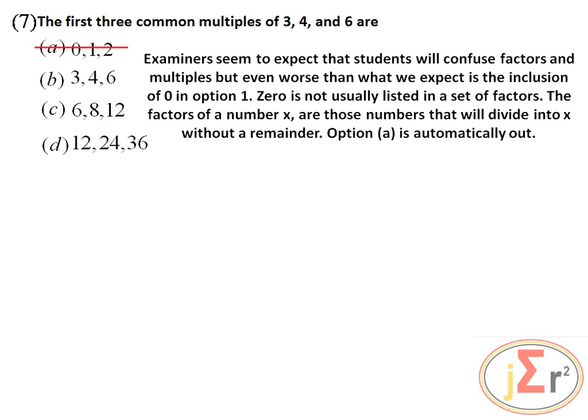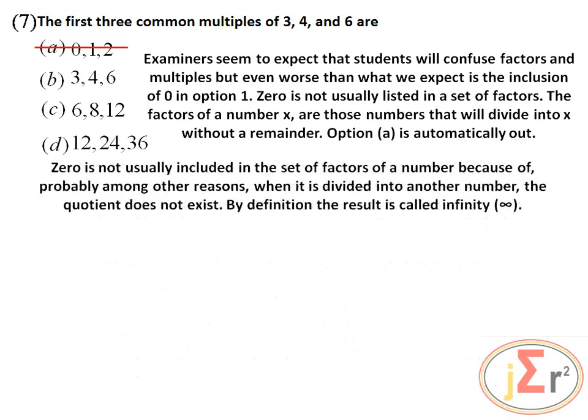0 is not usually listed in the set of factors of a number. It is not usually included because, probably among other reasons, when it is divided into another number, the quotient does not exist. That means it is a large number, so large that it really does not exist. By definition, the result is called infinity, and it is written like an 8 laid down on its side.